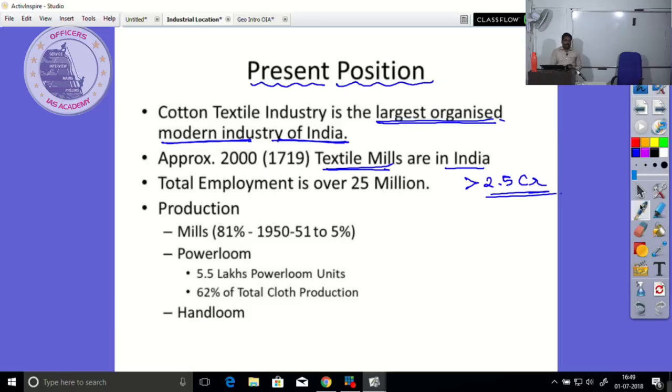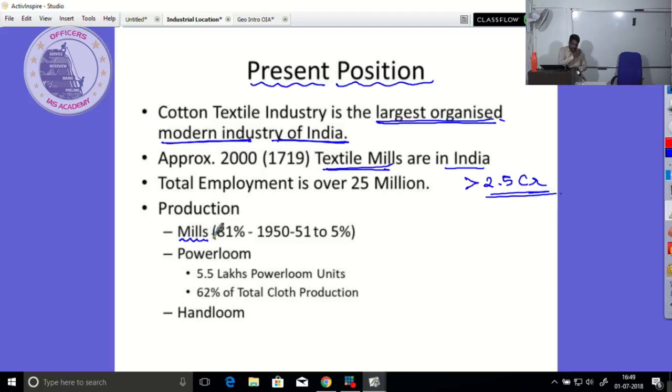When I talk about the production houses of the cotton textile industry, we have three types. One, we call it mill culture, the large industrial setup. Similarly, you also have power loom and hand loom.